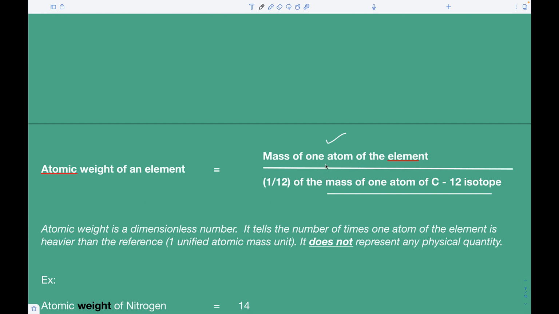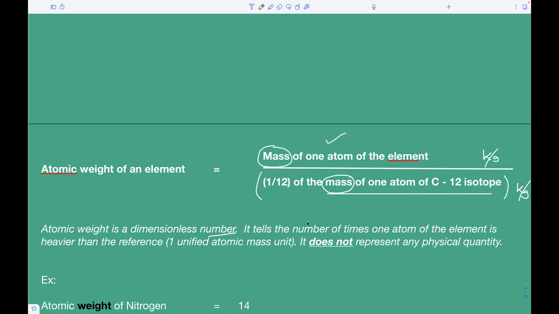And here is the latest definition for atomic weight of an element. It is the ratio between the mass of one atom of the element and 1/12 of the mass of one atom of C12 isotope. That is our latest reference or standard for atomic weights. And in this ratio, we have the same physical quantity mass in the numerator and the denominator. So, the units of the numerator and the denominator are one and the same, so they get cancelled. So, atomic weight is a dimensionless number.